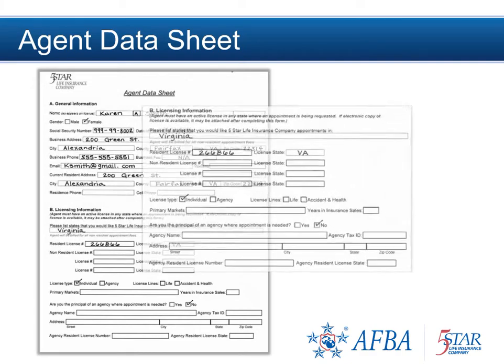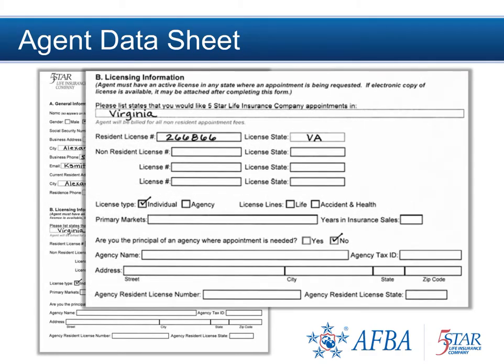Under Section B, licensing information, list the state or states where you would like 5-star to appoint you. Reminder, you must have an active license in any state where an appointment is being requested. Also fill in your license number and license type. If you are requesting a contract and appointment for your agency, fill in the name of the agency, along with the tax ID for the agency in the boxes labeled Agency Name and Agency Tax ID. If you are applying as an individual agent, you do not need to include agency information on your contract.